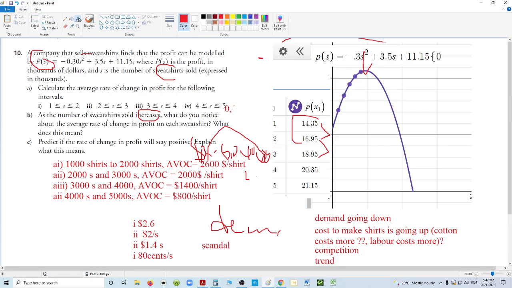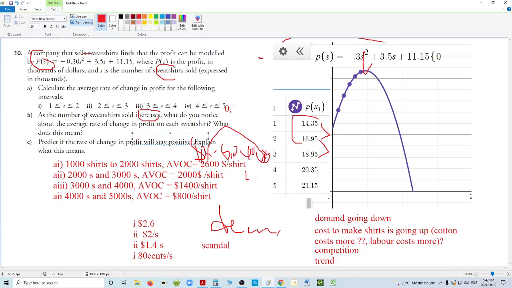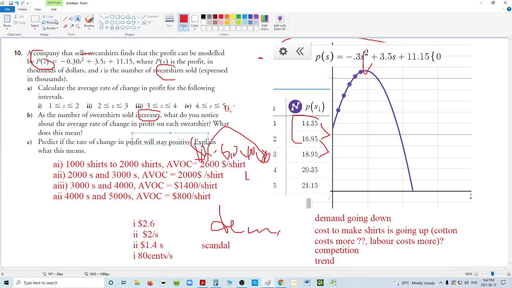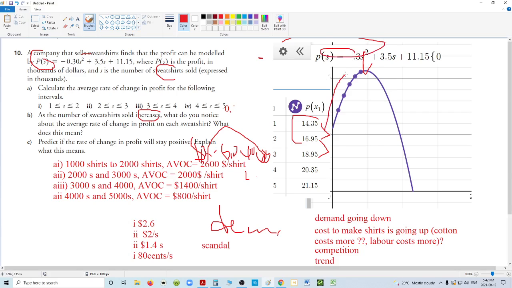Who knows? Predict whether the rate of change will stay positive and explain what that means. No, it won't, because I know this is a parabola and because I know I'm going up the left side of it. I know it's a downward facing parabola. So if I have positive slope, I know I'm approaching the vertex. Since I'm approaching the vertex, after I pass it, I know I'm going to have a negative slope on the other side.